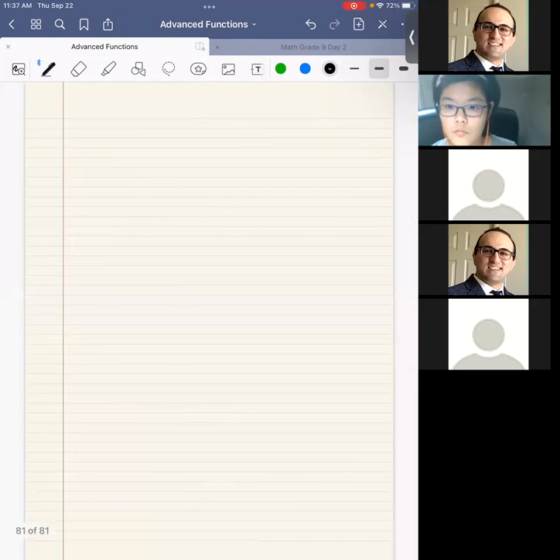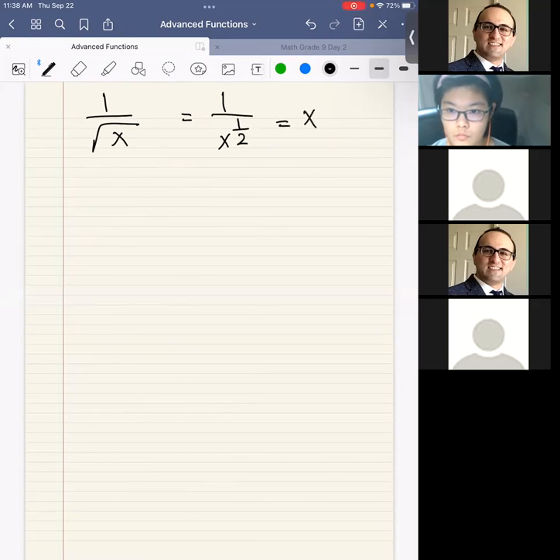Or if you have something like 1 over the square root of x, because the square root of x is x to the power 1 over 2, you can also say this is equal to x to the power negative 1/2. So 1 over square root of x is x to the power negative 1/2, if you want to write it as an exponent.